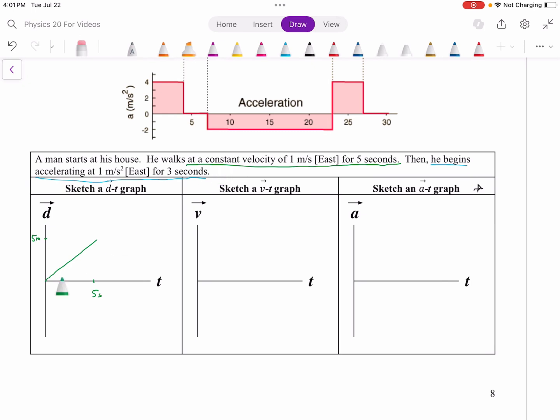But it's at a constant velocity, right? So we should have a constant slope here. Each second, he's going 1 meter towards the east. Okay, we'll come back to that d-t graph when we go to do the accelerated motion.